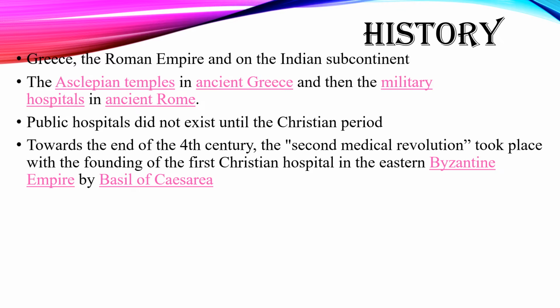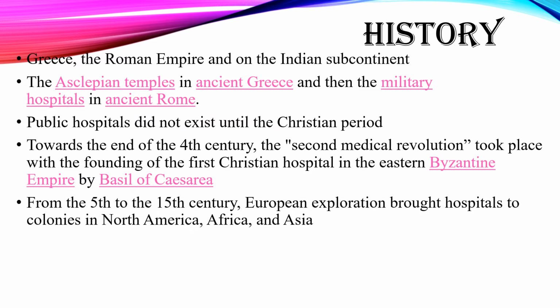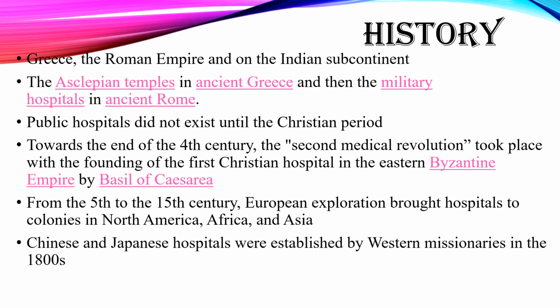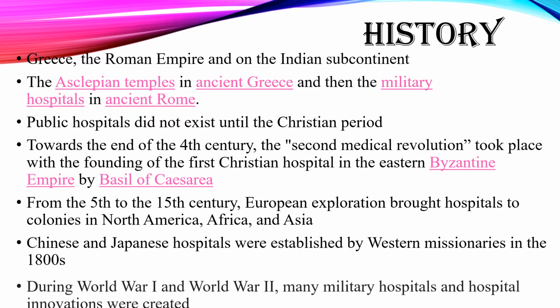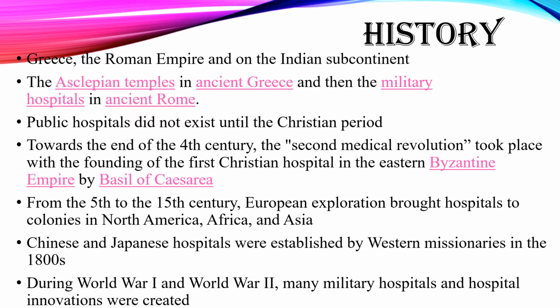in Byzantine society. The hospital would undergo development and progress throughout Byzantine, medieval European and Islamic societies from the 5th to the 15th century. European exploration brought hospitals to colonies in North America, Africa and also Asia. Early Chinese and Japanese hospitals were established by the Western missionaries in the 1800s. In the early modern era, care and healing would transition into a secular affair in the West for many hospitals. During World War I and World War II, many military hospitals and hospital innovations were created. Isn't that interesting?